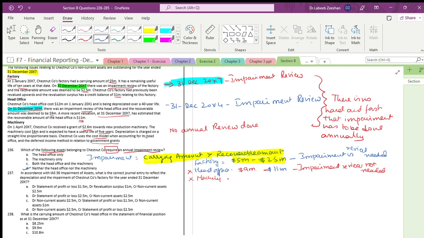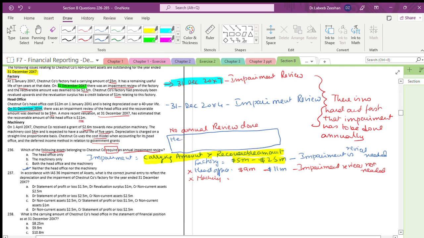One minute, I will write here. Okay. Head office. How much is the amount? You take it as on 1/1/2001. 1/1/2001 is how much? 12 million. Fine. How many years is it for? 40 years. It is for 40 years.